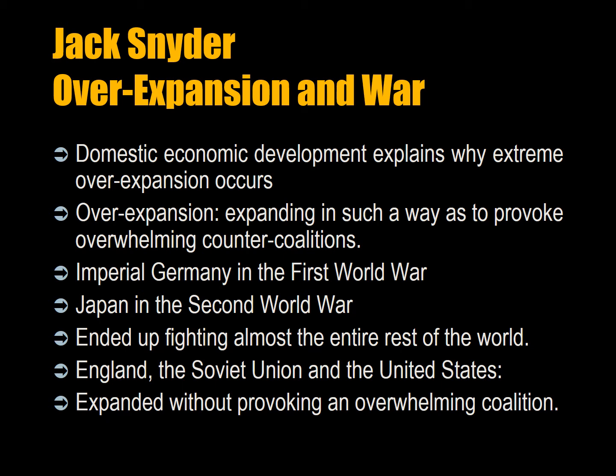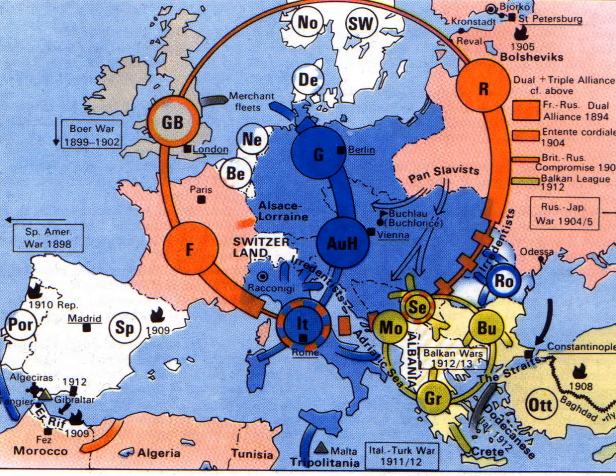He also looks at England, the Soviet Union, and the United States to explain why they did not overexpand. They expanded in such a way as they did not provoke an overwhelming counter-coalition. So here you can see a map of Germany in the First World War. Well, this is just prior to the First World War when it was still allied to Italy. And after Italy left, Germany and Austria were basically alone, along with the Ottoman Empire.